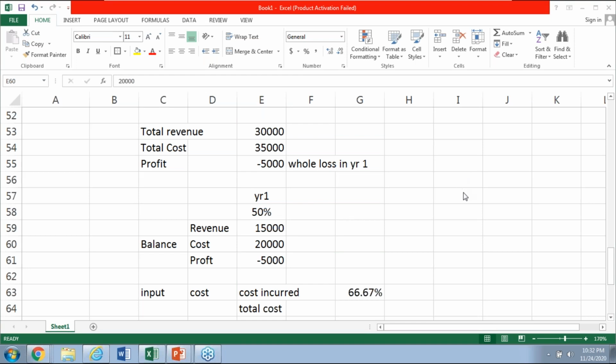So yes, we are following the prudence concept, and prudence says that losses should be recognized immediately and gains will only be recognized when realized in monetary terms. So we are following the prudence concept and recognizing the whole of the loss in year one. Is that clear?